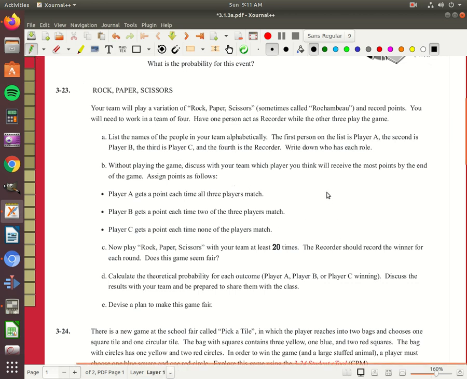If we wanted to make an area model here, we would say, all right, well, player 1 is either going to throw a rock, a paper, or a scissor. And then player number 2 is going to throw a rock, a paper, or a scissor, right? And that's the area model right there.